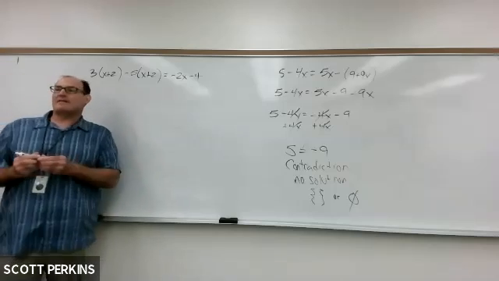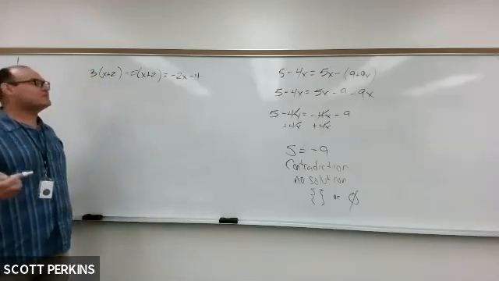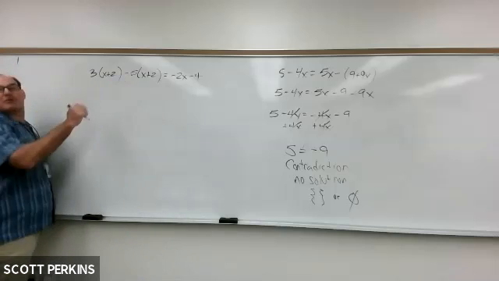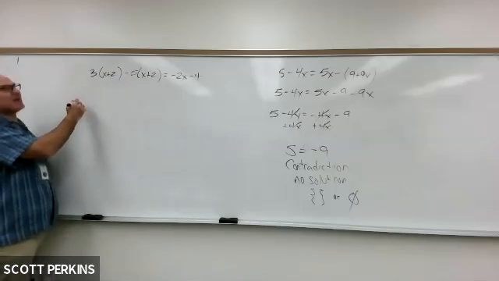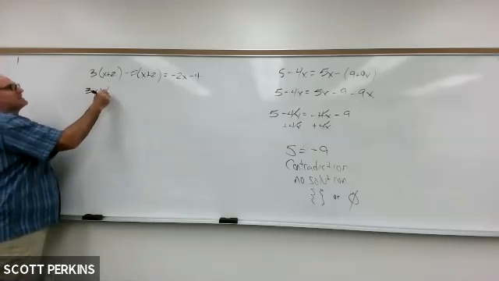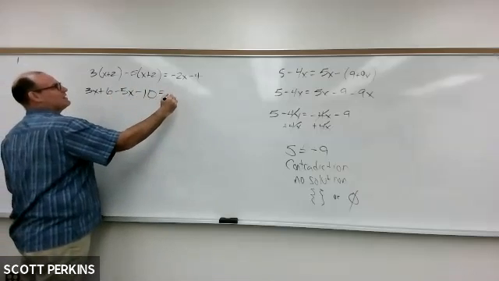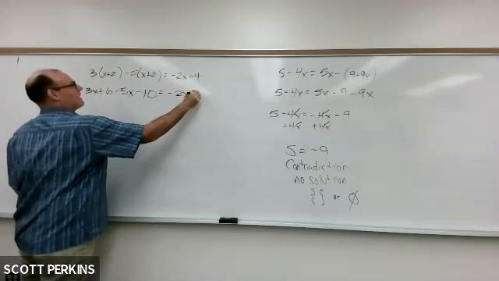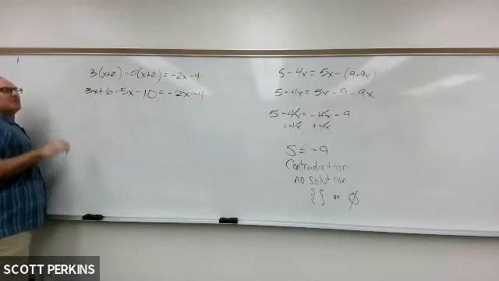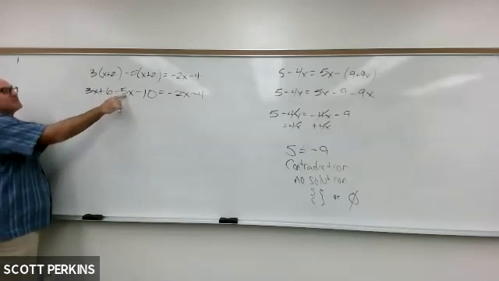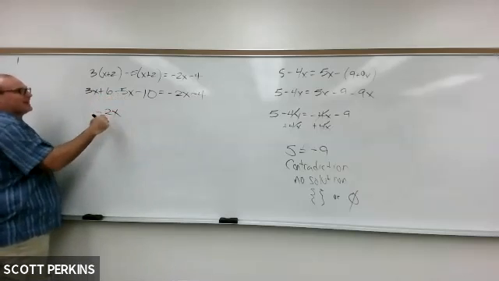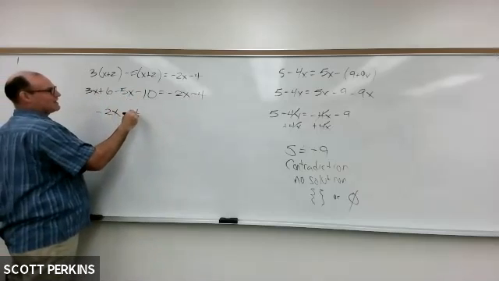Okay, I'm going to get started on this just to explain what's going on. So here we go. First thing I'm going to distribute. So I have 3x plus 6, then negative 5x minus 10 is equal to negative 2x minus 4. I'm going to collect my like terms. So 3x minus 5x is negative 2x. 6 minus 10 is negative 4.